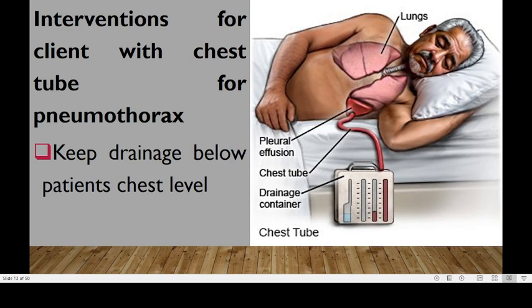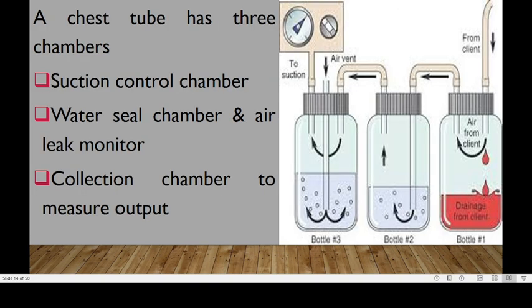Remember, you're going to be interacting with questions, and someone will be asking you what are the interventions for a client with a chest tube for pneumothorax. Number one is to make sure that you keep the drainage below the chest level to enable gravity, at least to enable the drainage, right? And you can observe it from our client here on our right.